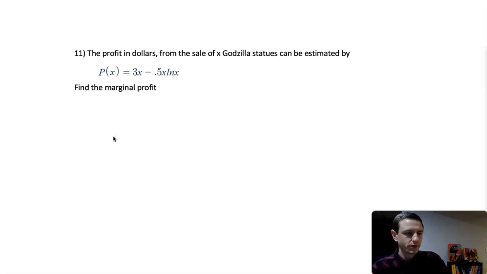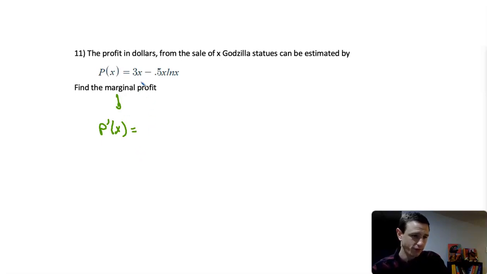In this example, we want to find the marginal profit of this profit function. Given in this scenario, the profit in dollars from the sales of x Godzilla statues can be estimated by 3x minus 0.5x times the natural log of x. So we want to find the marginal profit, which is going to be P prime of x, the derivative of our profit function.